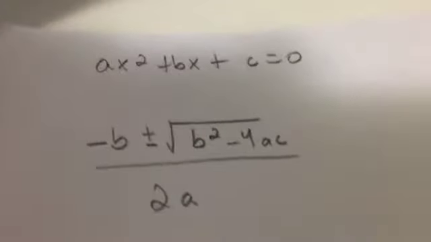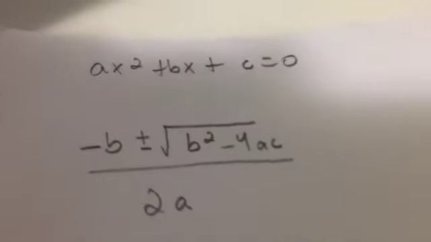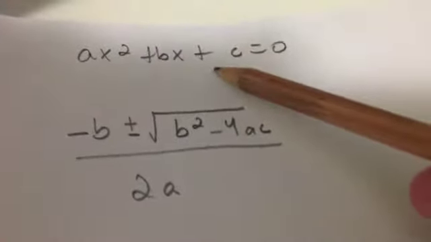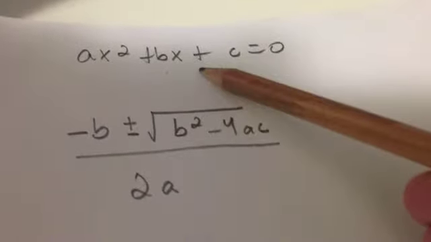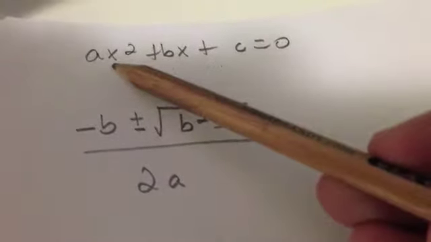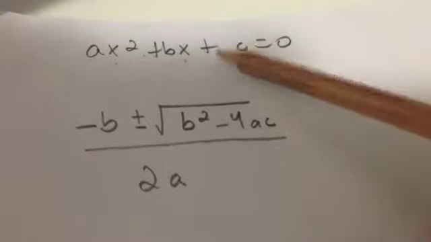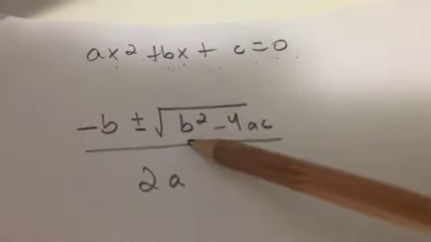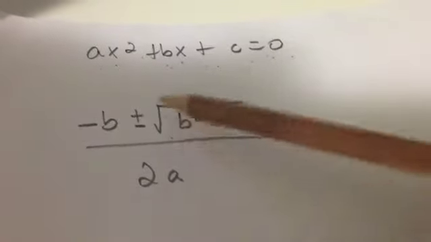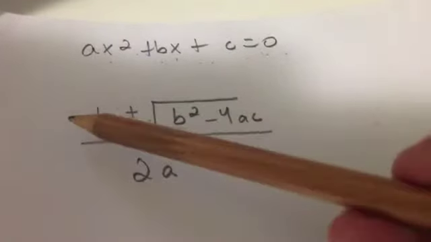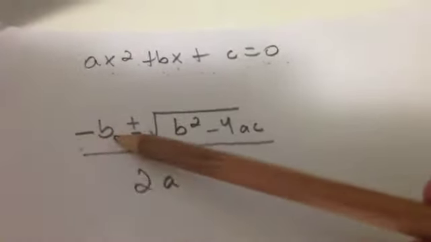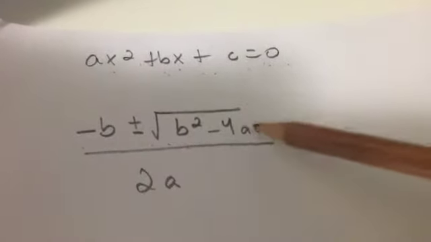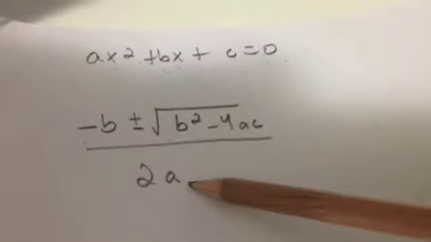Okay, so now we're going to talk about discriminants. First, just to show you real quick, this is a quadratic equation: ax squared plus bx plus c equals 0. This is very important. You find this, and this is the quadratic formula: opposite of b plus or minus square root of b squared minus 4ac all over 2a.